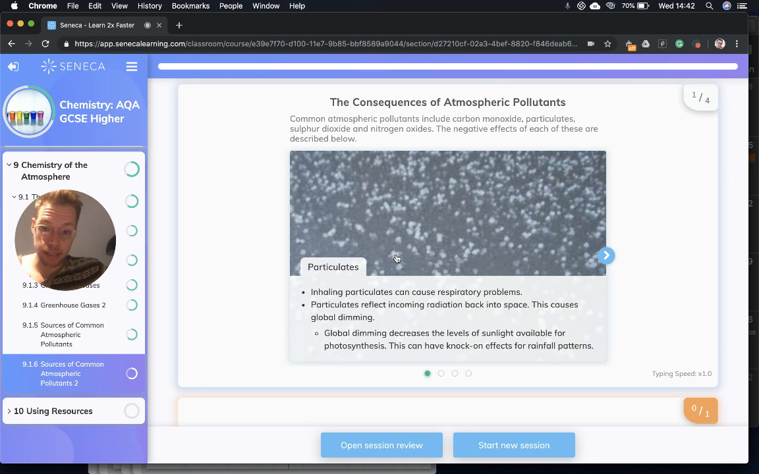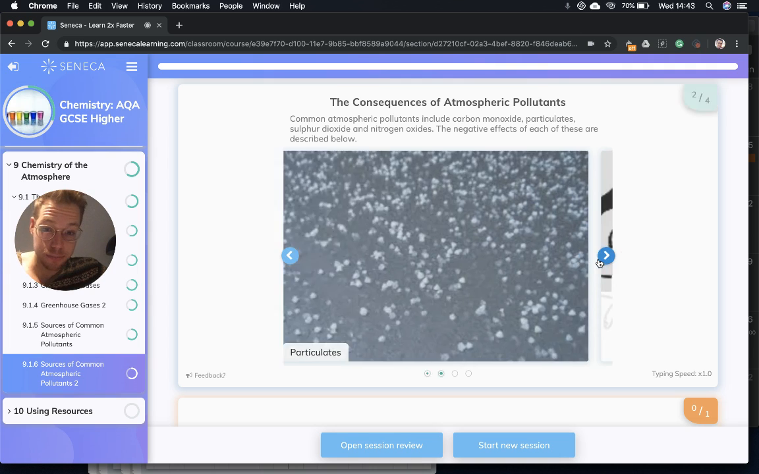Let's start with particulates. Inhaling particulates can cause respiratory problems, and particulates reflect incoming radiation back into space, causing global dimming. This decreases the amount of sunlight available for photosynthesis and can have a knock-on effect on rainfall patterns.